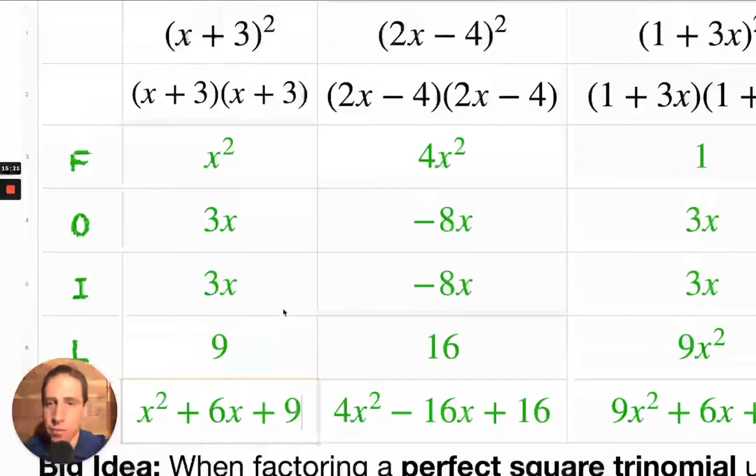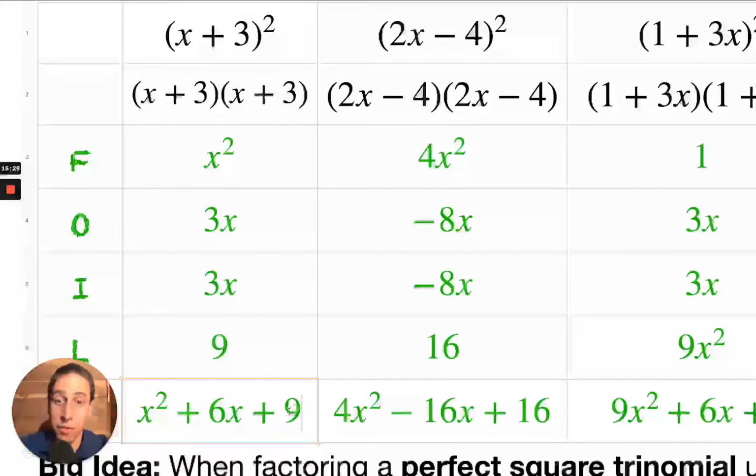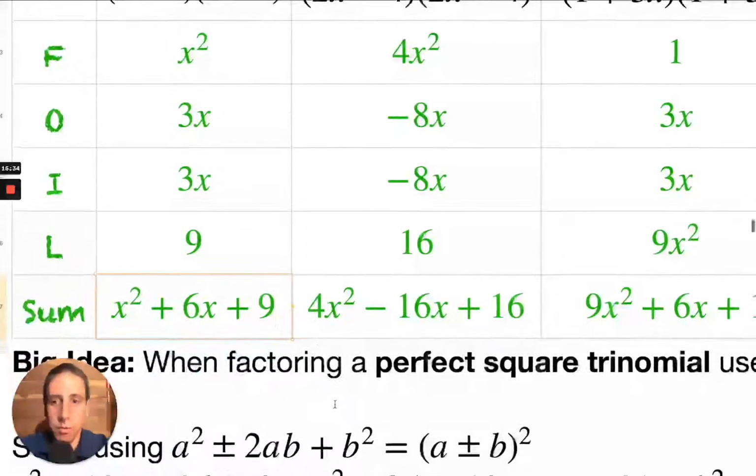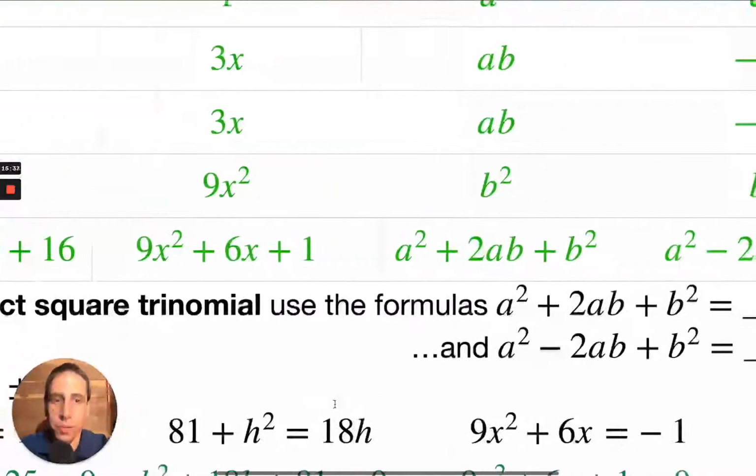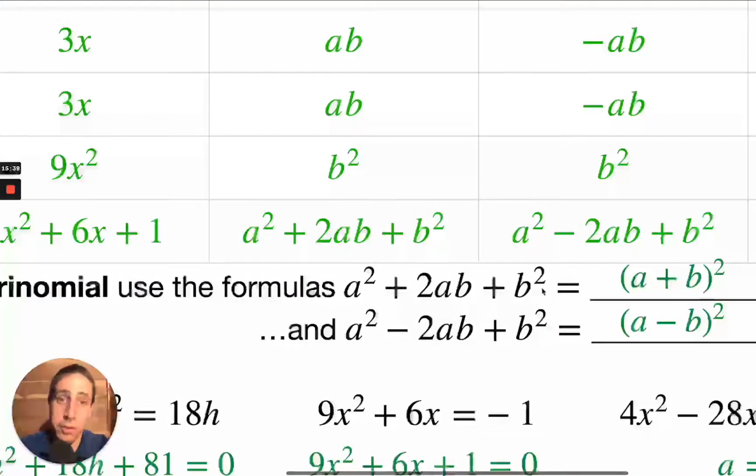The pattern you've got to recognize is you have to choose an a and a b value. For example, here a would equal x and b would equal 3, and the middle term is double the product. When factoring a perfect square trinomial, use the formulas a squared plus 2ab plus b squared, which equals a plus b squared. We found those, right? They're right here. And here, this would be a minus b squared, with a subtraction. You've got to choose a and b wisely so that the middle term is a times b doubled.